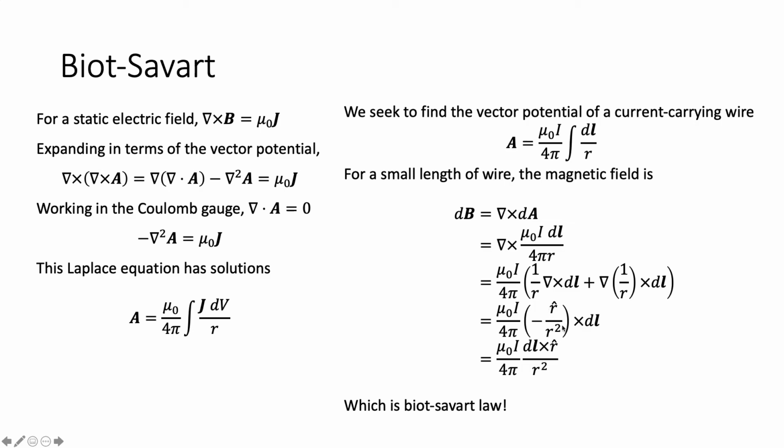The gradient of 1 over r is this, and multiply out, we get dB equals to these constants over here times dl cross r hat over r squared, and this you might recognize as the Biot-Savart law. So you can see that by working in the vector potential, we have solved Ampere's law to obtain the magnetic field of a differential length of wire.